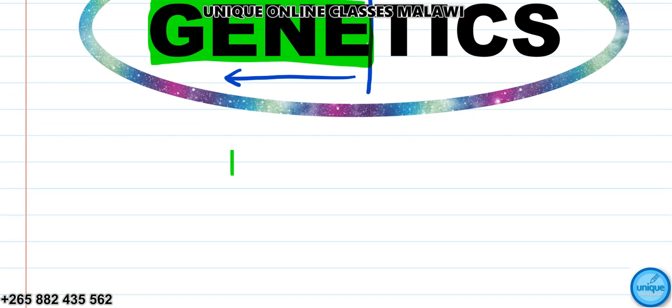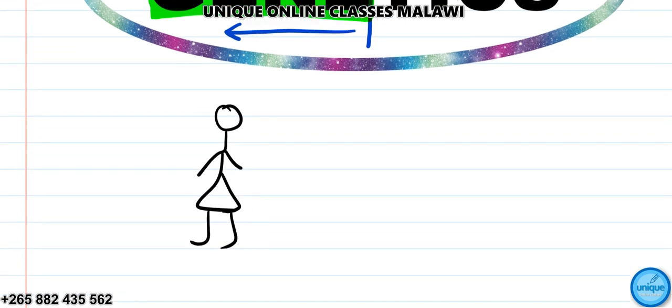If I can do this illustration, let's have my parent here, and let's have the child, the one who has inherited. So this one is our offspring.